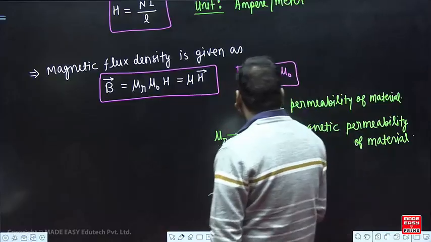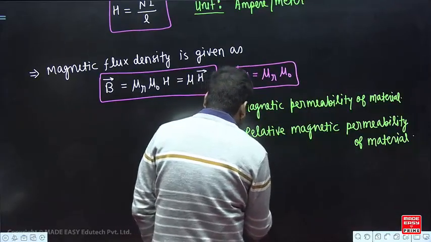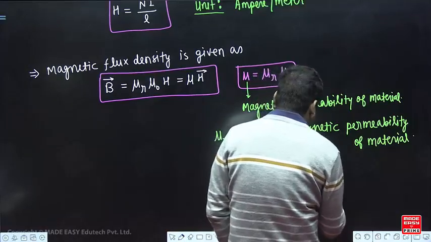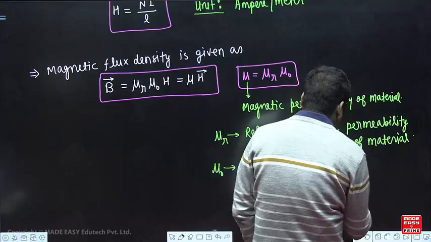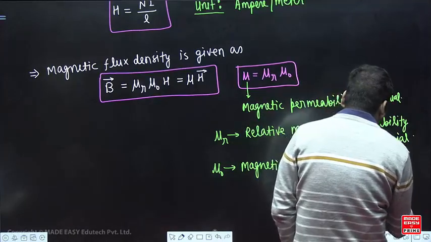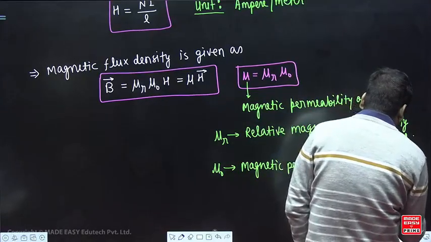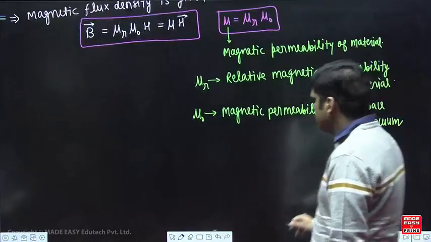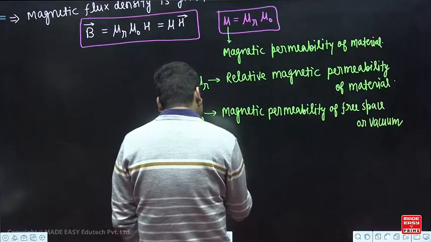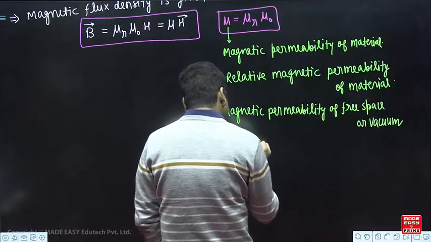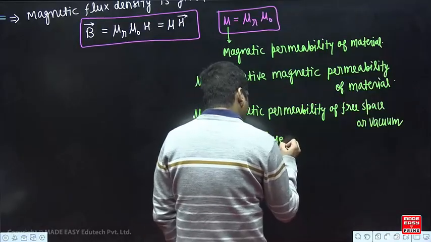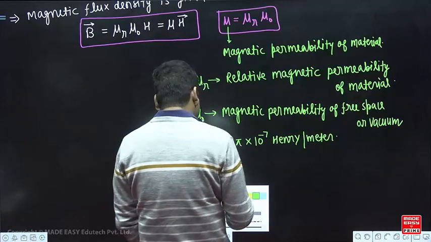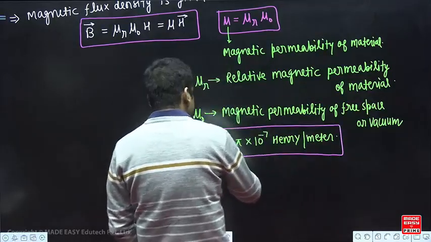Mu naught is known as magnetic permeability of free space or vacuum. So mu naught is equal to 4 pi into 10 to the power minus 7 Henry per meter. Henry per meter. This is magnetic permeability.